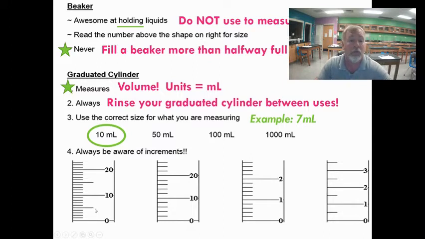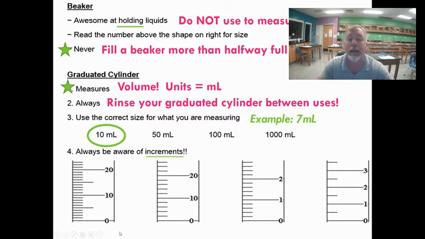So let's count the number of tick marks between that 0 and the 10. 1, 2, 3, 4, 5, 6, 7, 8, 9, 10. So there's 10 tick marks between the 0 and the 10. So how much is each tick mark? Well, we went 10 milliliters. It took us 10 tick marks. We're going to divide those numbers by each other. 10 milliliters divided by 10 tick marks. That tells you that each tick mark is 1 milliliter. All right. Each tick mark is 1 milliliter.